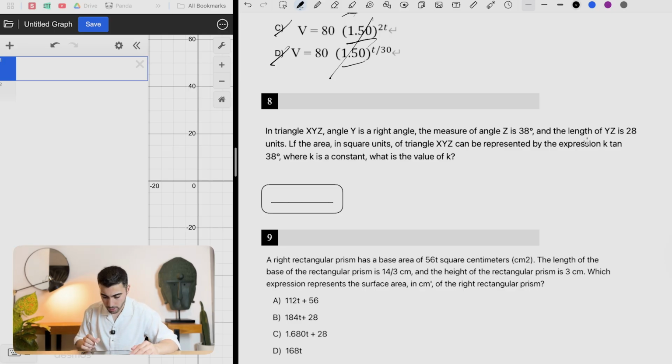So in the next question, we have a triangle XYZ. Angle Y is a right angle. The measure of angle Z is 38 degrees and the length of YZ is 28 units. Okay, so here I need to draw the triangle.